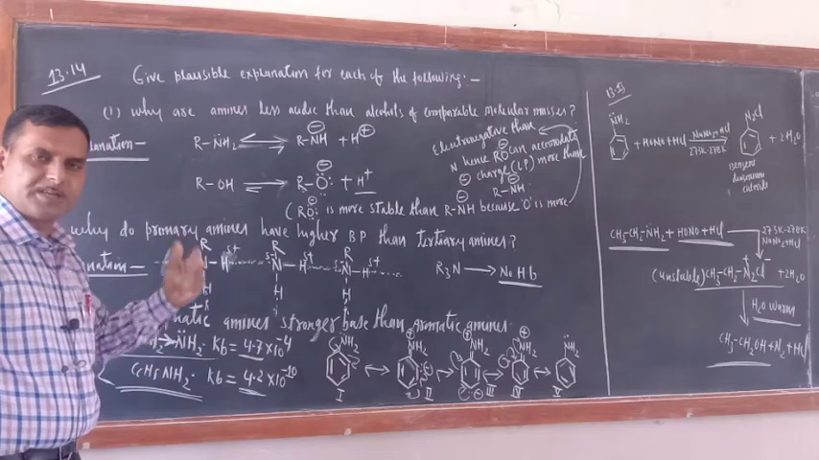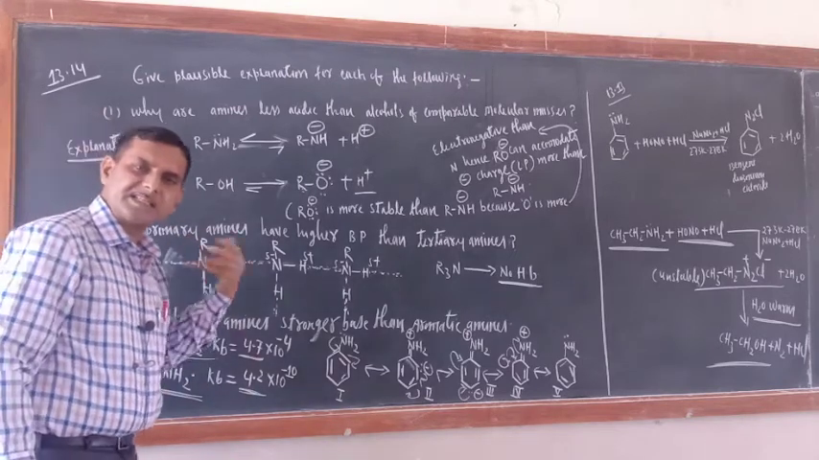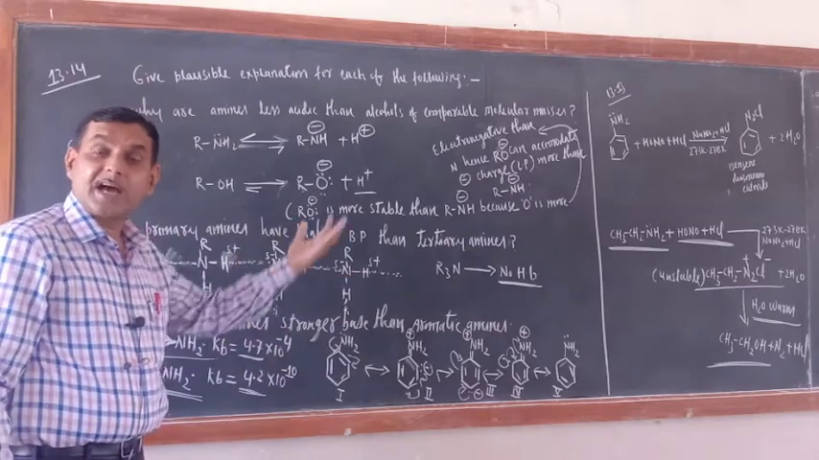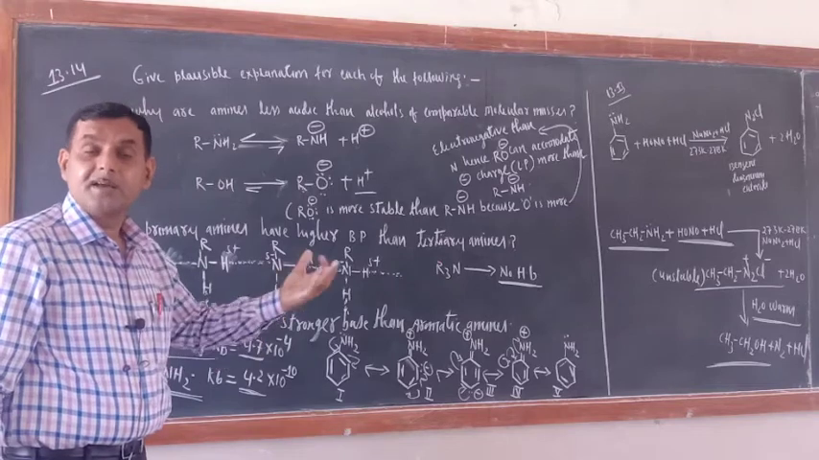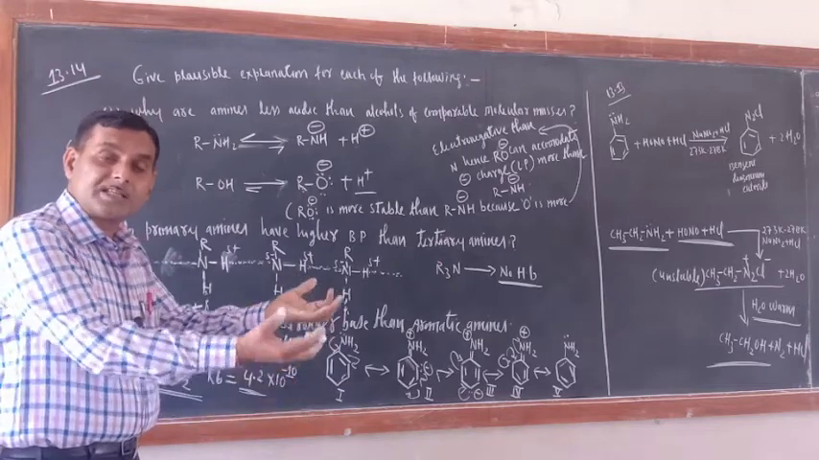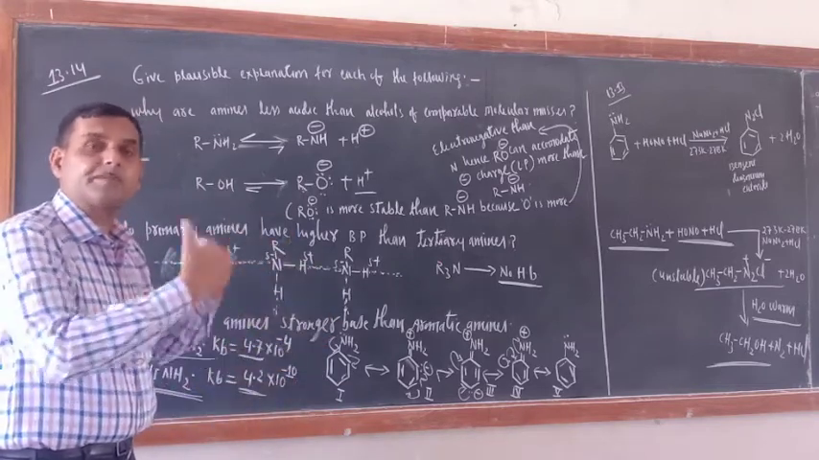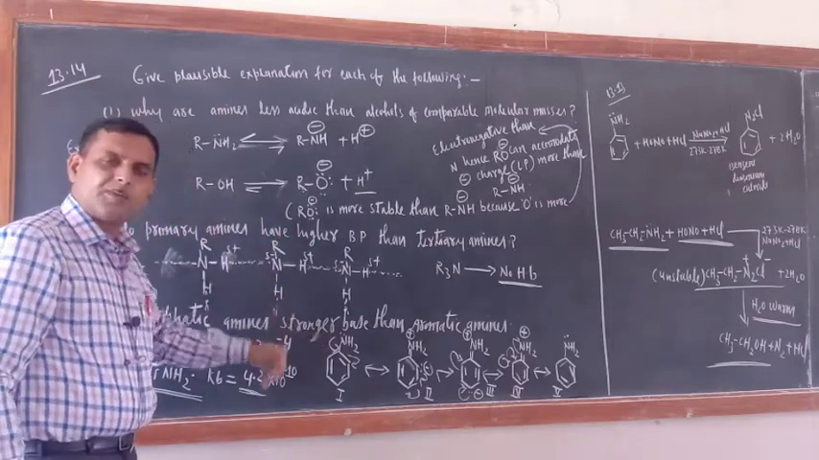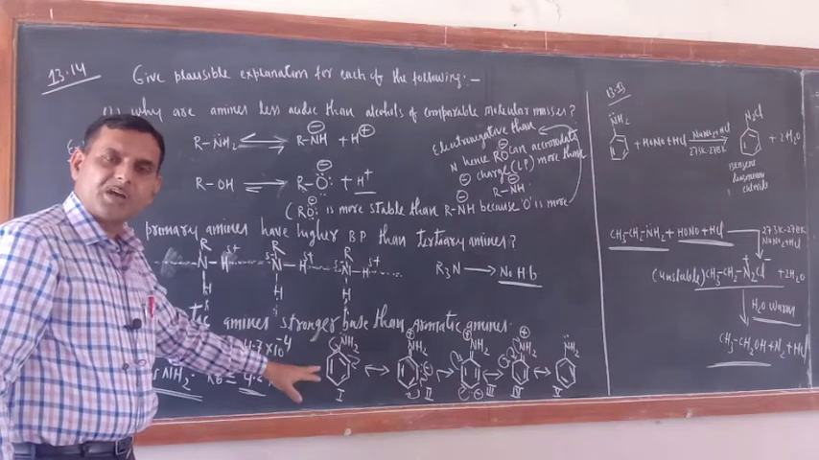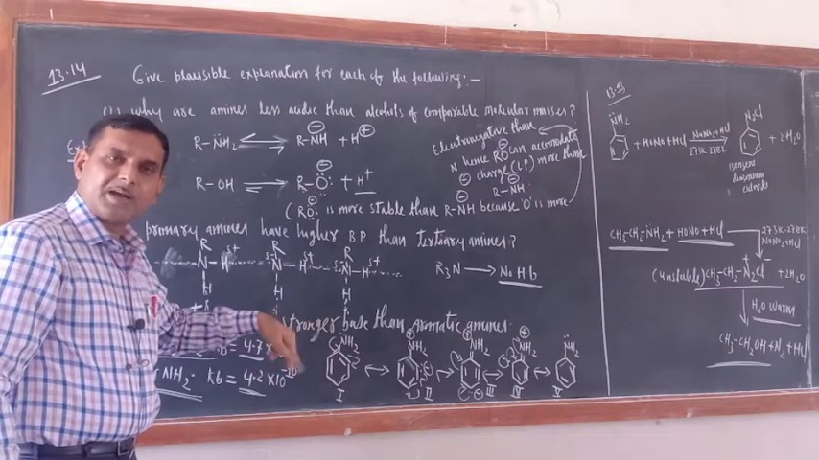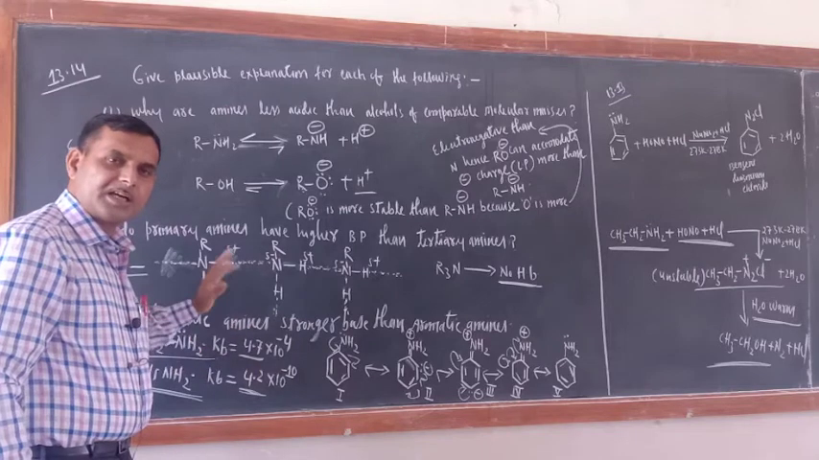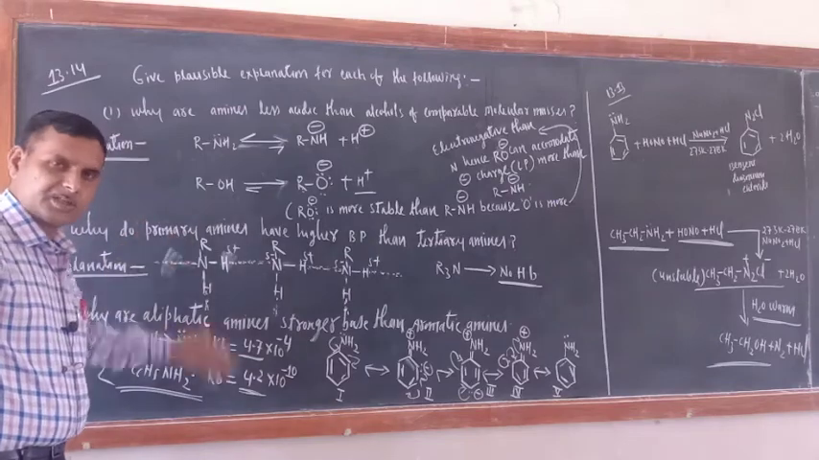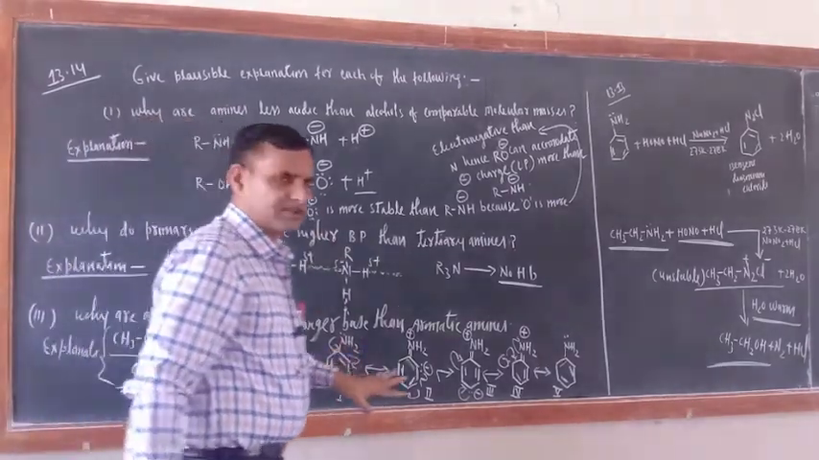Okay. What is the meaning of basic nature? Whosoever is easily donating a lone pair of electrons to the attacking acid, attacking H positive of the acid, means whosoever is easily getting protonated, accepting a proton, that is a strong base. In the aniline case, what is there? The nitrogen lone pair of electrons is going inside the ring, conjugating with the 6 pi delocalized electrons. While here what is there? It is not delocalizing, it is available for donation. Okay. So in this way their explanation is over.